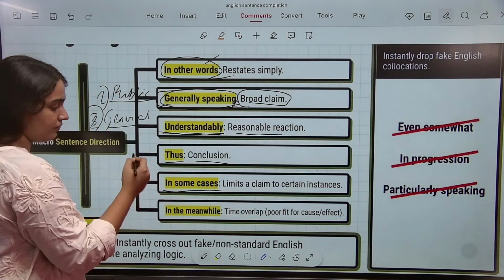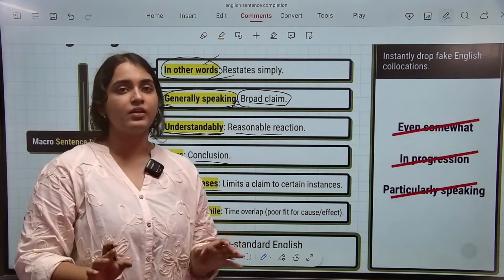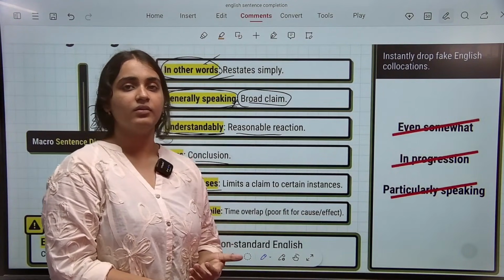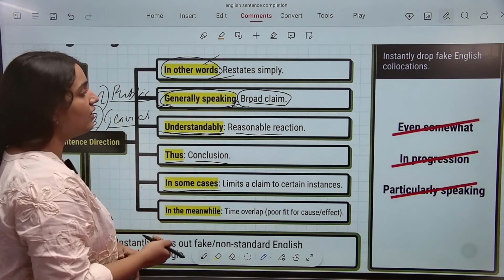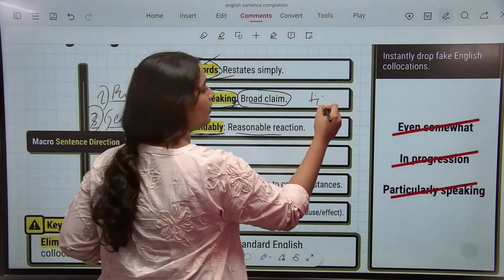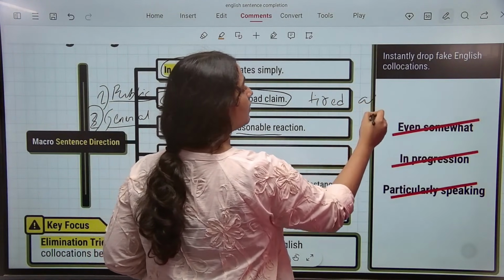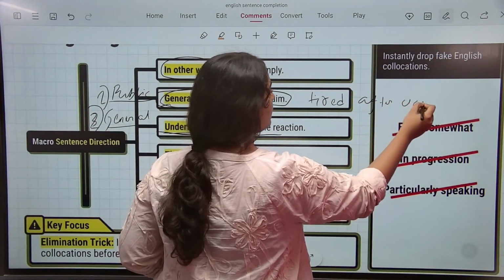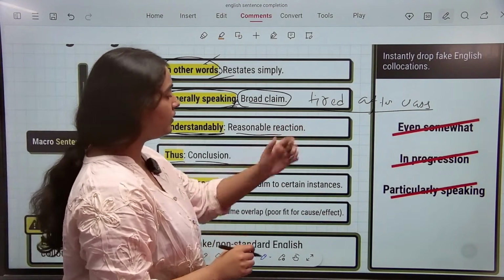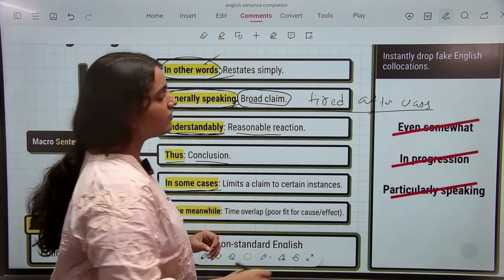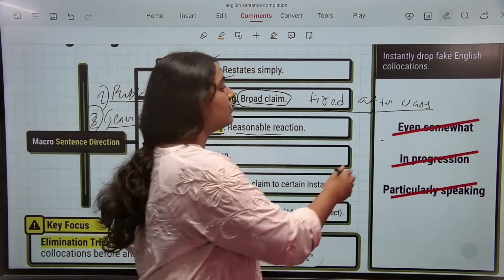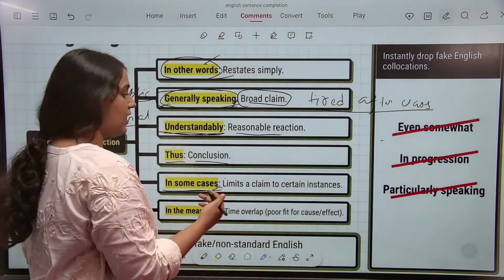In some cases, generally speaking, you have said a whole general thing. Generally speaking, many children are tired. Or generally speaking, many children are, we can use the word tired after class. This is a very general statement. Now you'll say in some cases, in some unique cases, now you make it very specific. In some cases, some students still attend coaching after their classes.